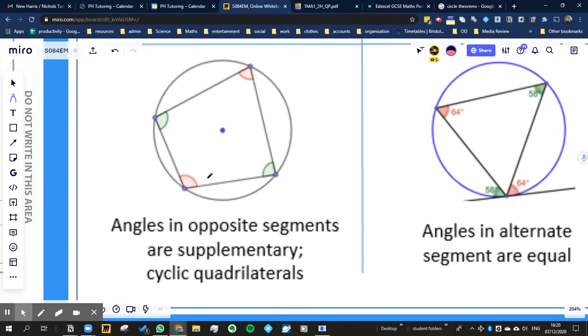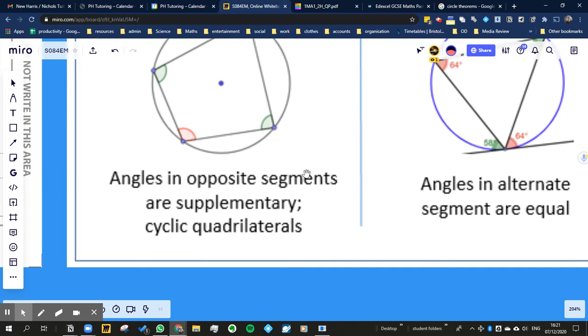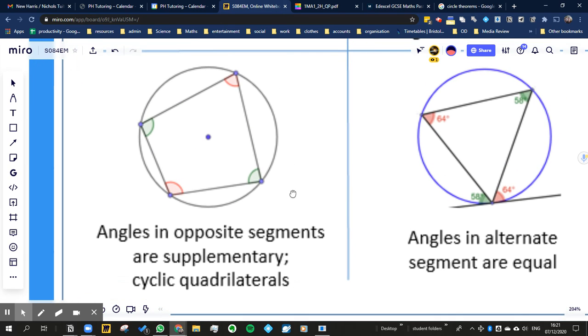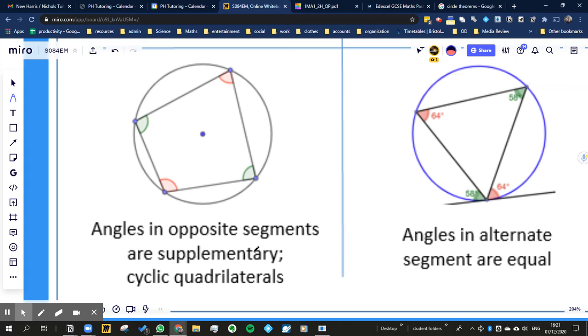5th rule: if I draw a quadrilateral, a four-sided shape, we already know whether it's in a circle or not, these angles will add up to 360. That's one of the rules for angles within shapes. But when you do it inside a circle, when all the corners are touching the edge of the circle, opposite angles will add up to 180. Angles in opposite segments are supplementary. Apologies about the strange wording, but basically they add up to 180, and the 2 green angles add up to 180 as well.